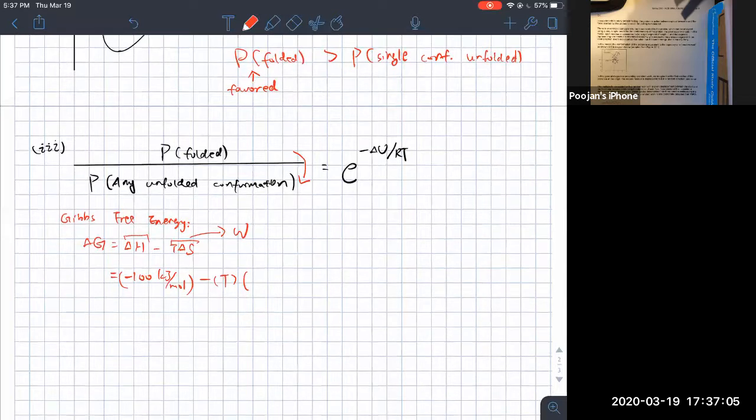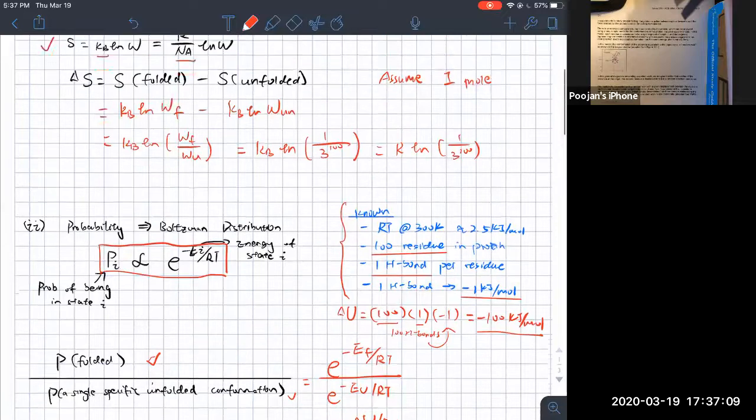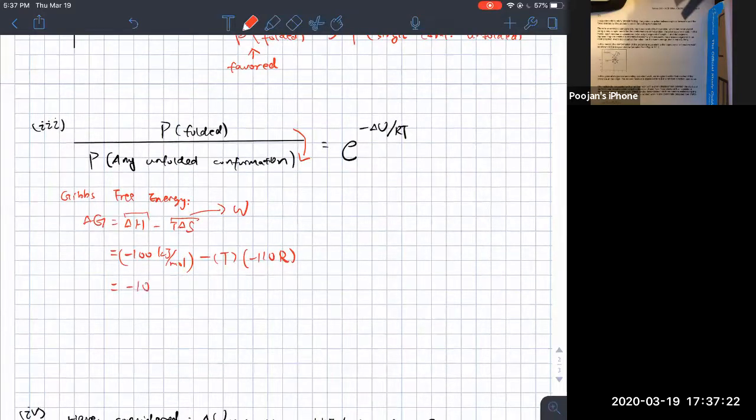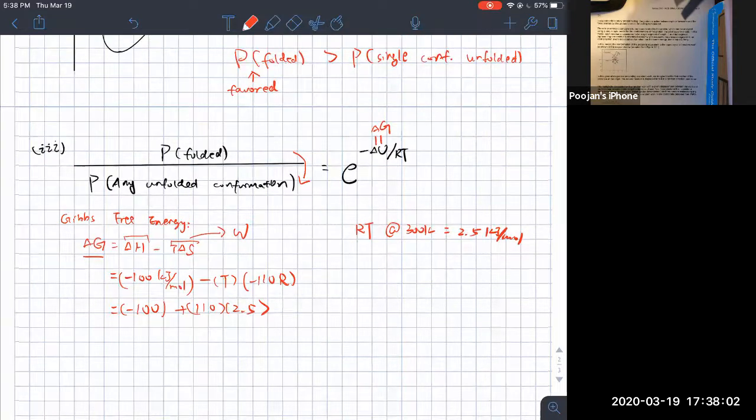And then delta S we calculated from part A, which is... And then we know here that RT at 300 K is just 2.5 kilojoules per mole. So it will just be times 2.5. And then you can do the calculation from here to find the delta G. And the delta G here is equal to the changing energy going from the folded state to the unfolded state, which is the delta U in this equation. And we derived this equation from part B already. So we can just plug in the numbers.